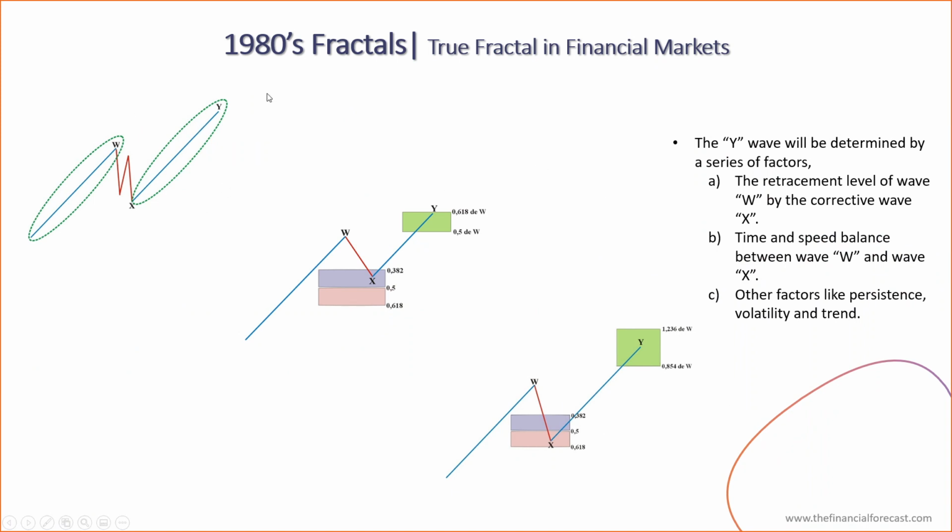As we said before, the wave Y, in this case the third wave, will be connected with the prior motive wave by the level of retracement and by the time balance. We have the wave W and the wave X, and other factors that will define that behavior, like persistence, volatility, and trend. These are the three elements I like to work with to define the behavior of each pattern.